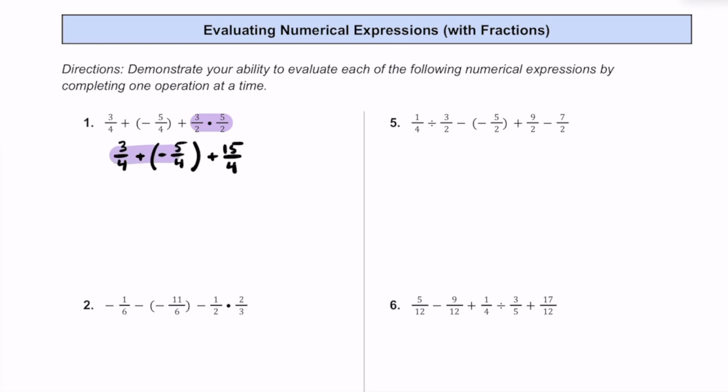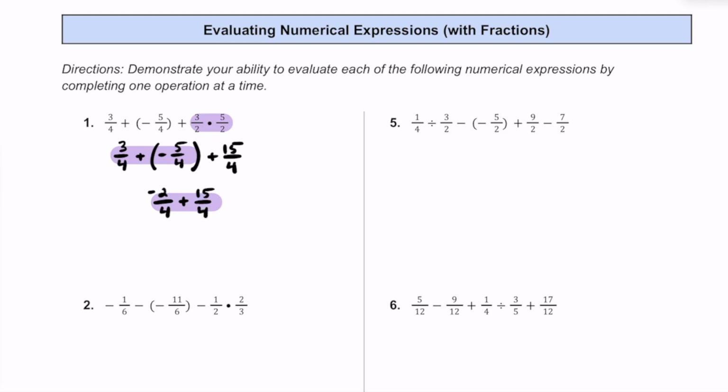Between these two addition problems, let's go from left to right here. Let's take this 3/4 and add on this negative 5/4. So 3 minus 5 is going to be negative 2. So this is going to be negative 2/4. So I'm going to write it as a negative 2 over 4. And then we're going to add on this 15 over 4. Now you could simplify and get halves on the left fraction here, but I think we like the common denominator, so let's keep them the same.